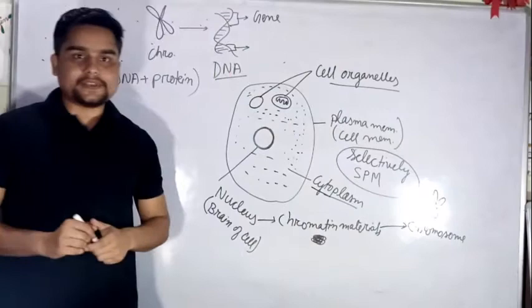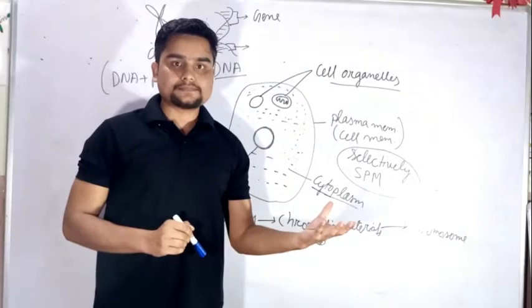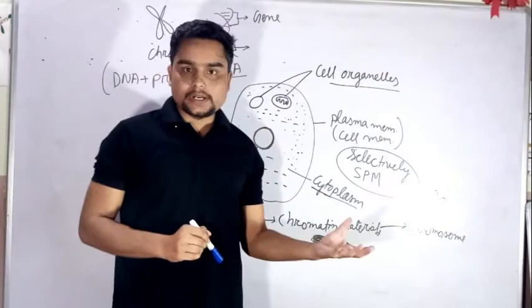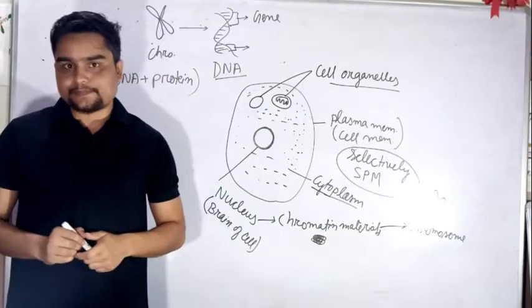Single cells are the building blocks of life. You can see unicellular organisms and multicellular organisms. A human being is a multicellular organism, the second type of organism, while unicellular organisms are single-celled.